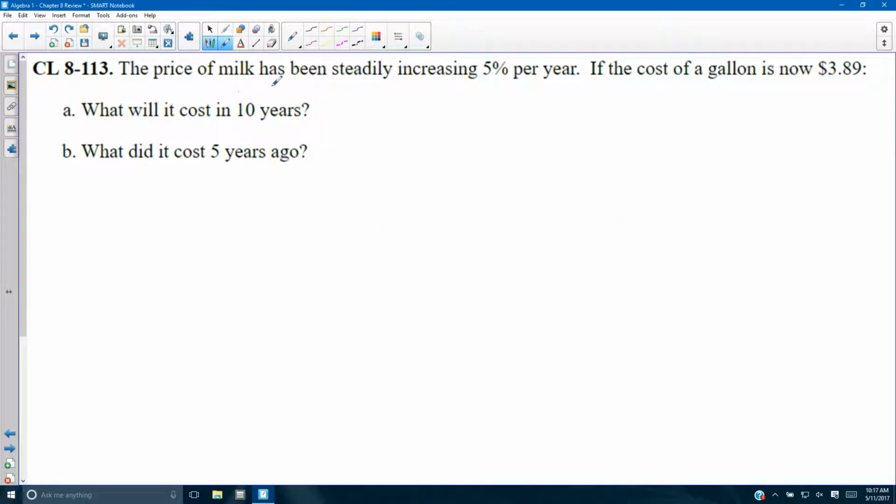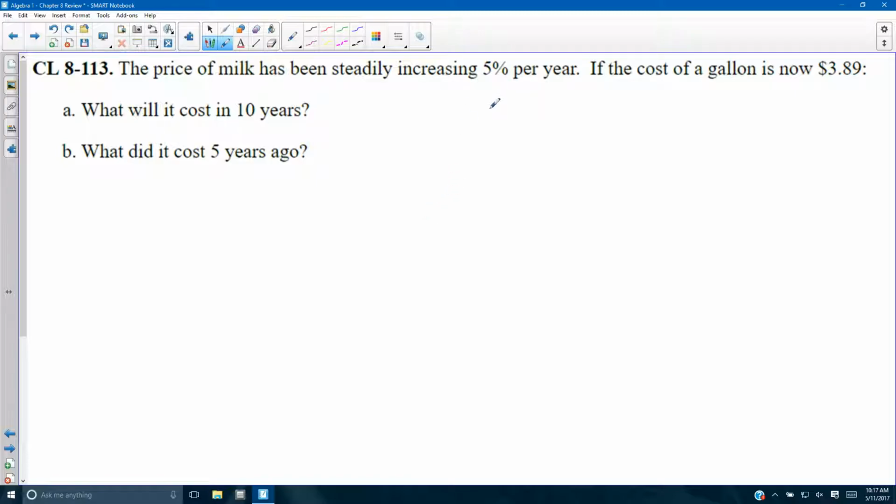Problem 113, the price of milk has been steadily increasing 5% per year. If the cost of a gallon is now $3.89, what will it cost in 10 years? What did it cost 5 years ago? Okay, see, this is not a quadratic problem. This one is, I want to say, a geometric sequence. This one is an exponential problem.